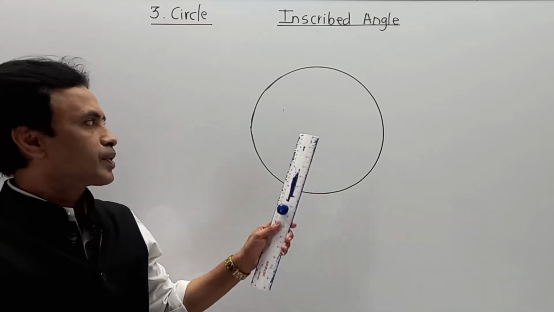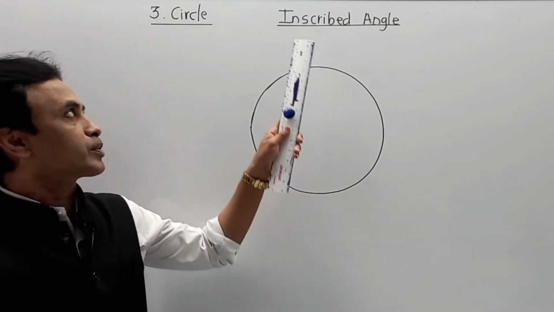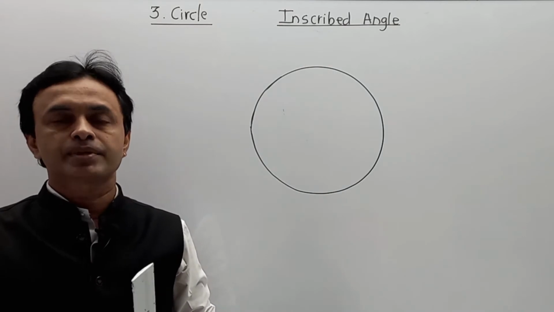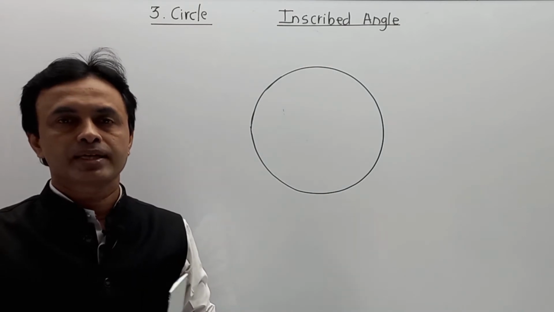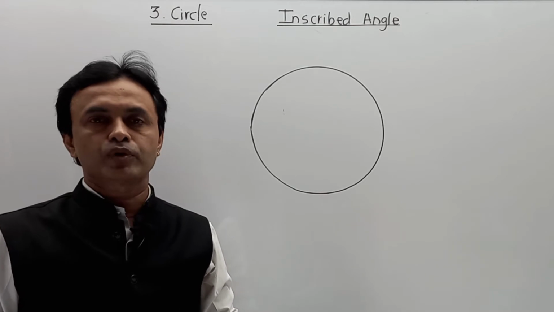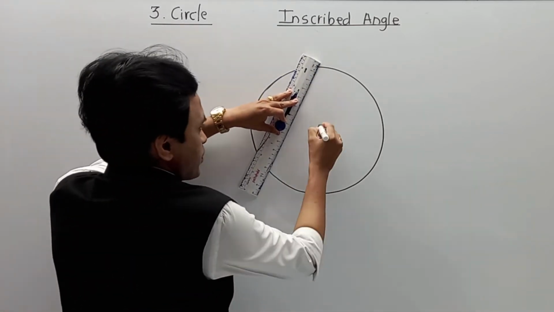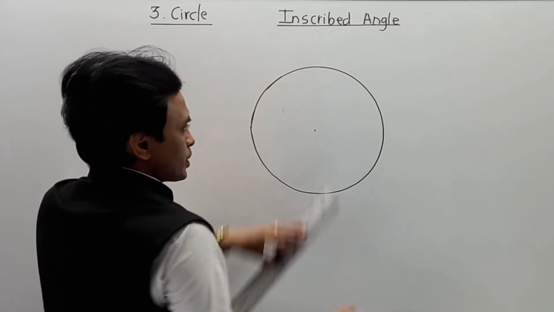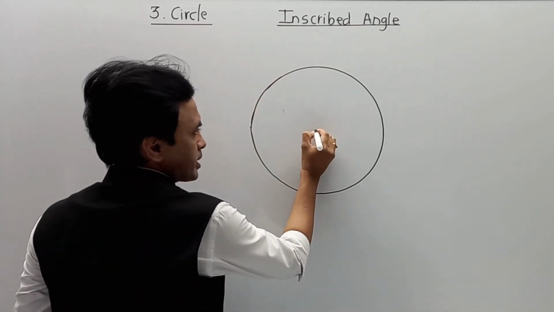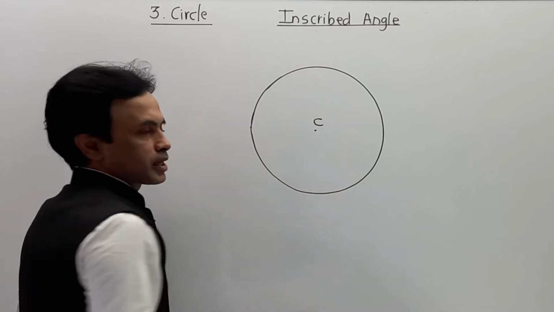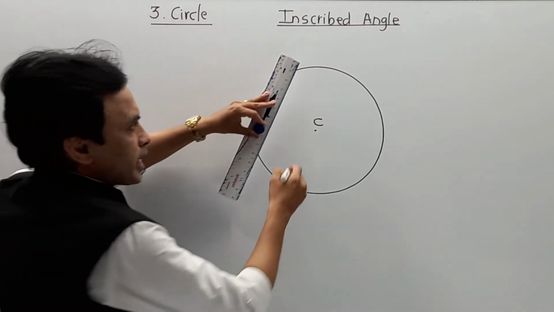Now students, we have drawn a circle over here and we have to understand the concept of inscribed angle. The concept is related to the angle, and just for clarity I am going to draw one angle over here. First I am going to indicate the part over here. C is the center of the circle. Now we are going to draw one angle.